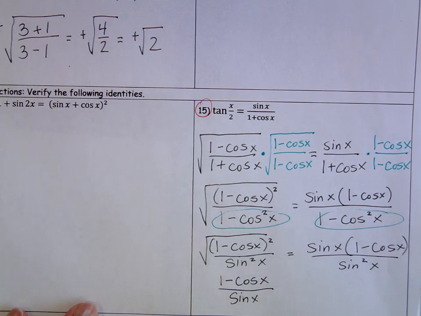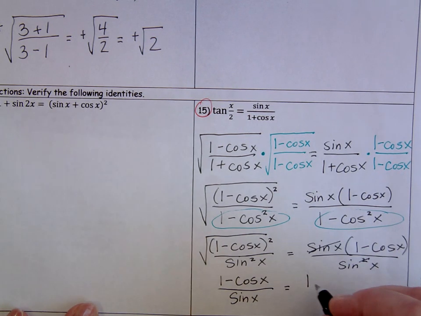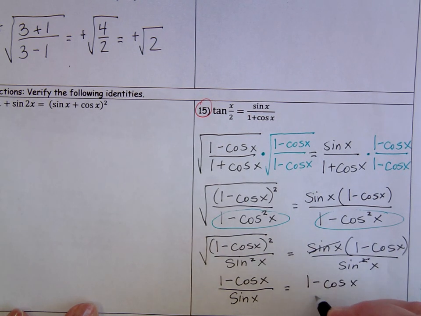Let's see what we've got on the right. I have a sine and I have 2 of them on the bottom. So the 2 cancels with one of these, and I end up with 1 minus a cosine of x over the sine of x, and I have just verified that.